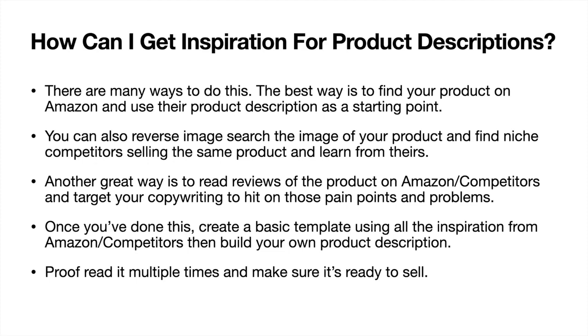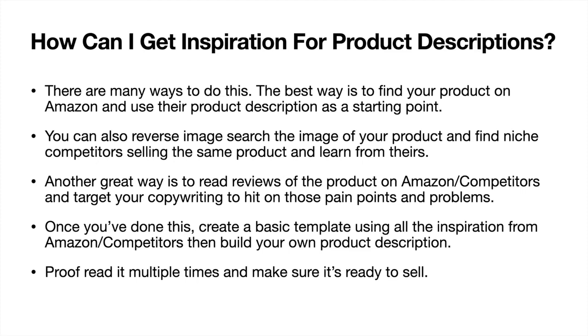Another great way to create copy is to read reviews of the product on Amazon and competitor websites. Target your copywriting to hit on those pain points and problems. You can do this on Amazon, AliExpress, eBay, anywhere where there's real reviews of the product. You can go through and read what people are saying about the product, seeing what it does for people. Then you can target your copywriting to hit on those problems and pain points. That's another great way to write good copy.